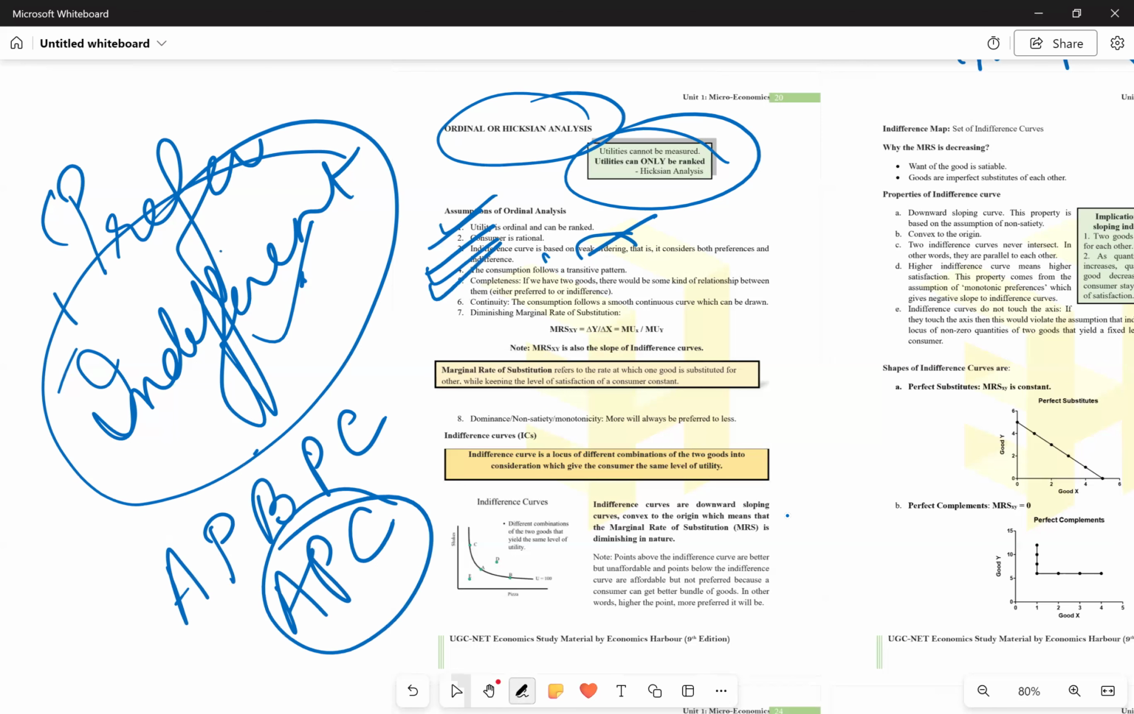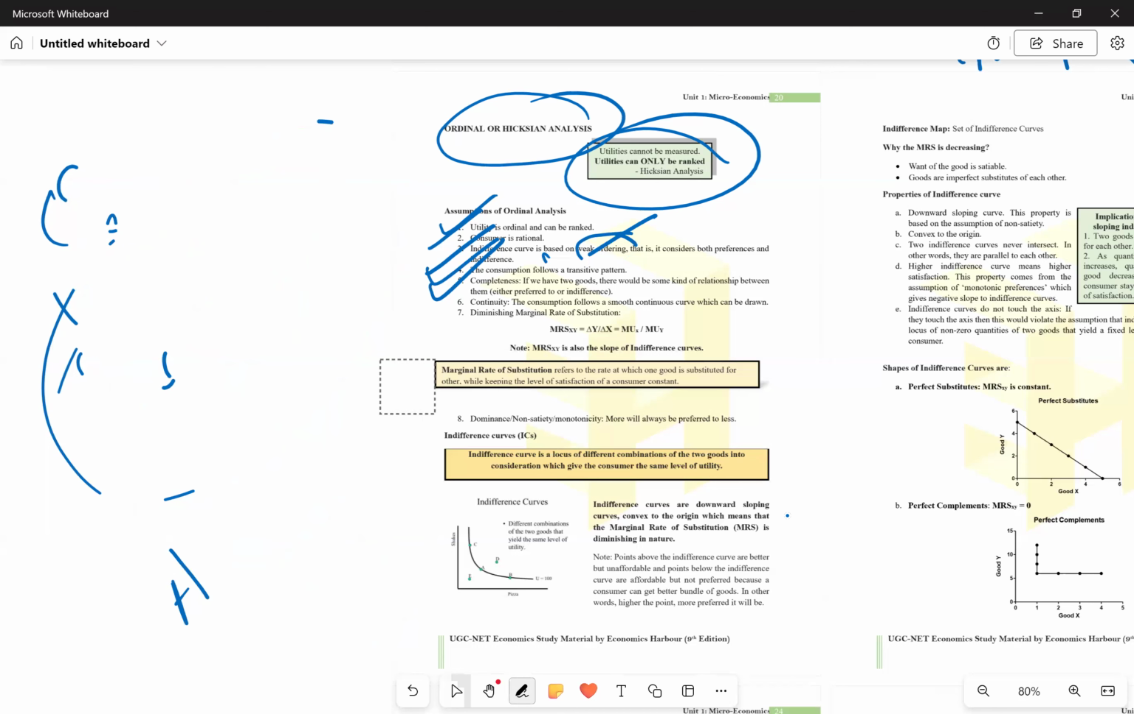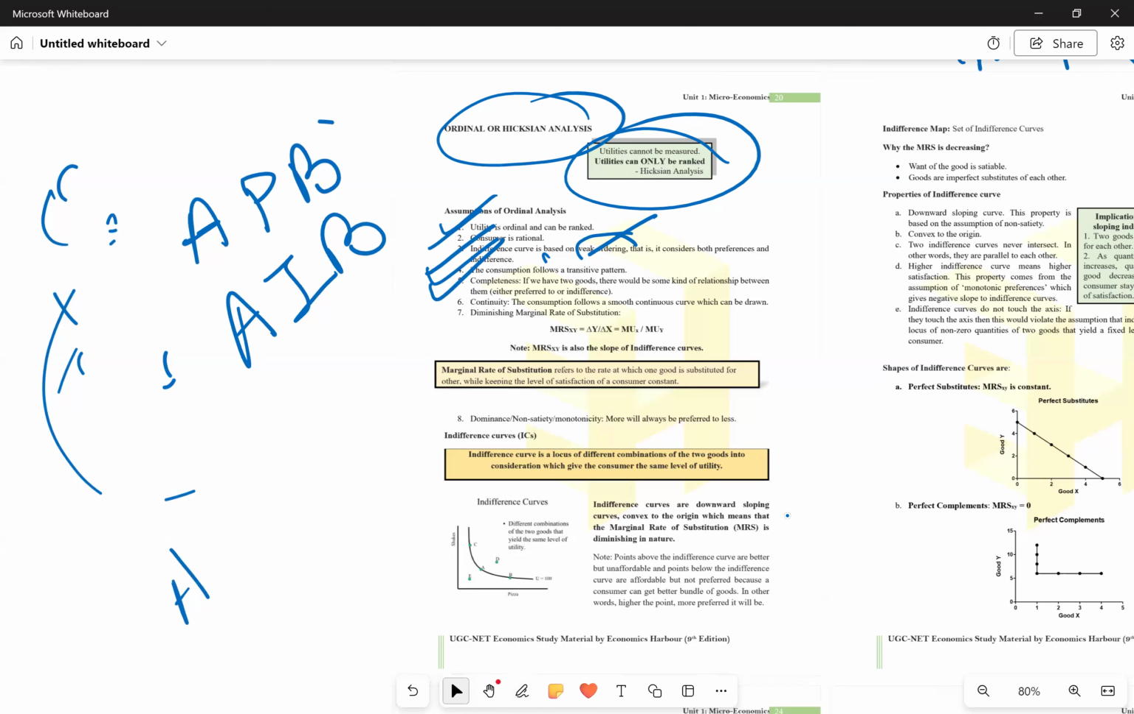Then, completeness means a choice will be made, and there will be some sort of relationship that will be determined. You can either identify that the consumer is preferring A over B, or the consumer is indifferent between A and B. There would be some kind of a relationship, preference or indifference. There would be something or the other which will be established.